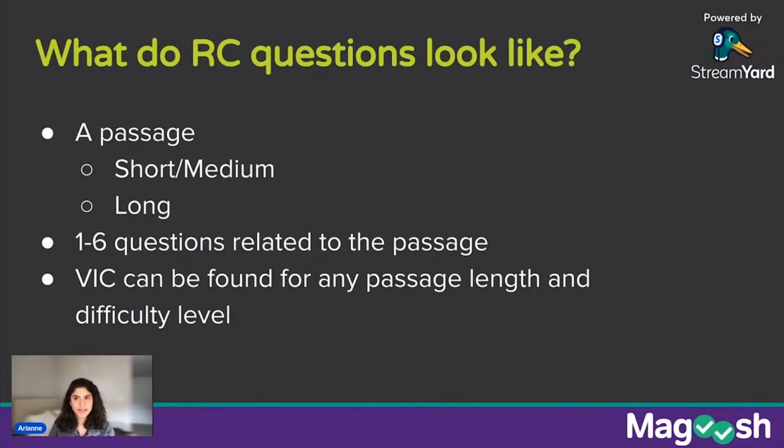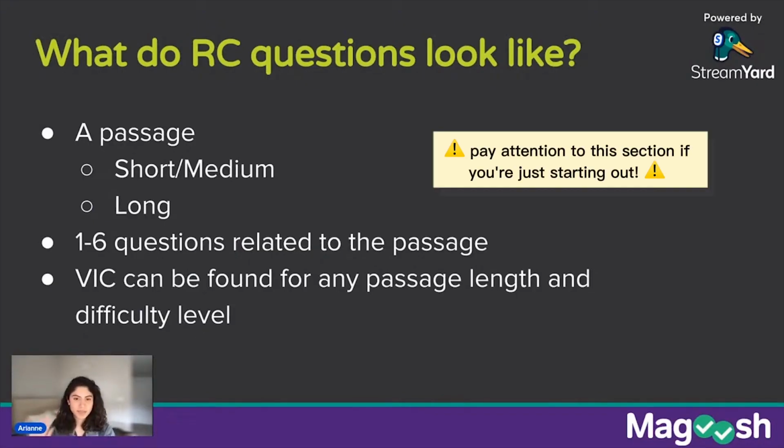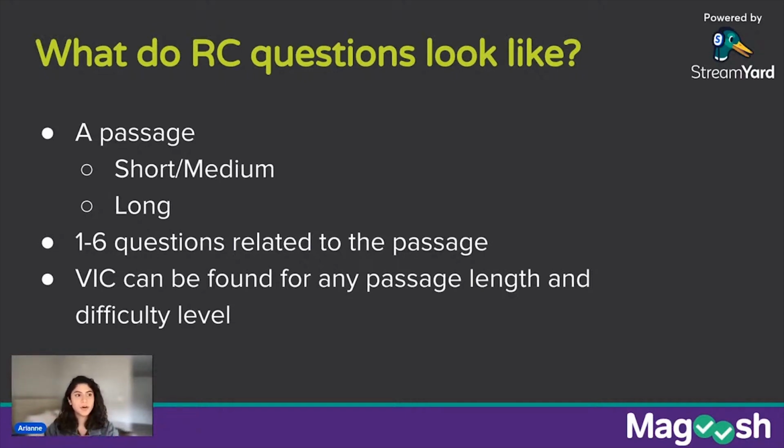So what do these reading comprehension questions look like? By the way, quick aside, if you're just starting out studying for your GRE, this is a very important section to pay attention to because it will help dissect and give you overall information on how the GRE is structured, or at least this verbal section. But if you've already been preparing for this for a while, take this as a very light review, okay?